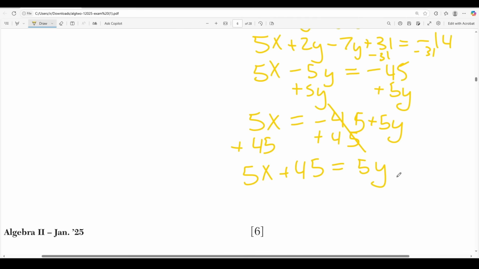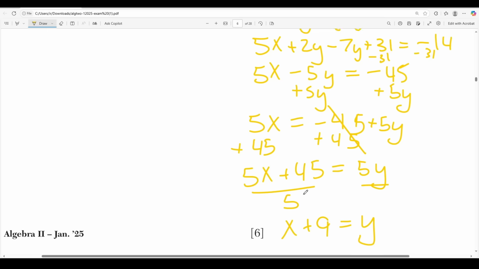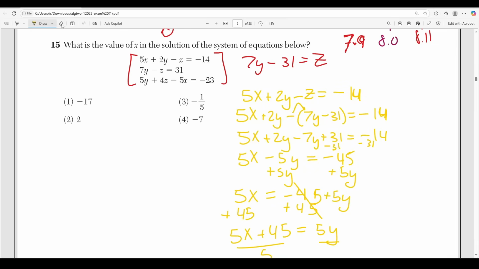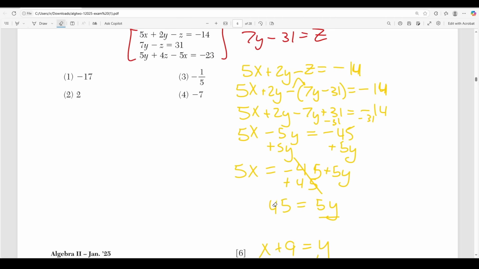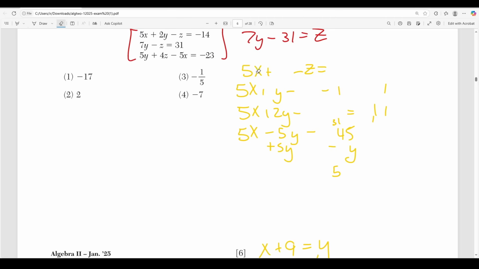There's a 5 in every single term here, so if I divide everything by 5, I get that x plus 9 is equal to y. So all this math I got just to get another value of this variable, right? In this case, x plus 9 is equal to y. So let me make space for my third and final line of math, okay?